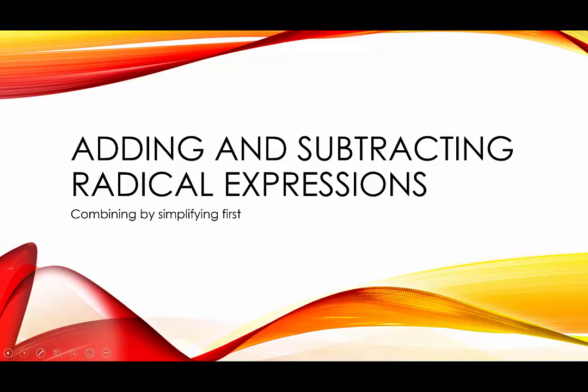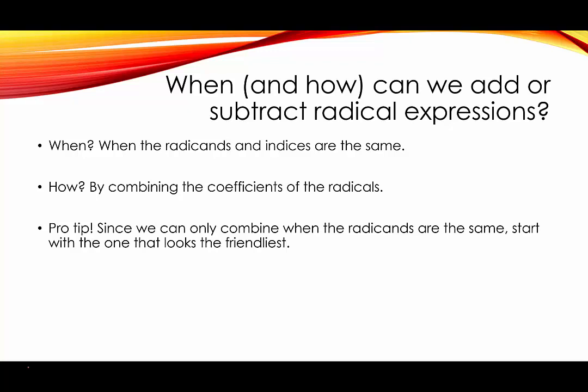In this video, we are going to look at adding and subtracting radical expressions where we're going to have to simplify before we can combine. So when and how can we add or subtract radical expressions? When the radicands and the indices are the same. So they both have to have that same index, whether it's a 2 or a 3, and then they both have to have the same radicand, the same thing within the radical.